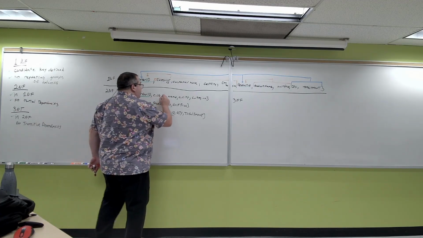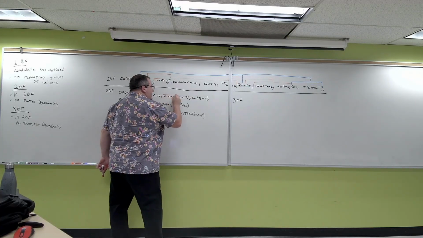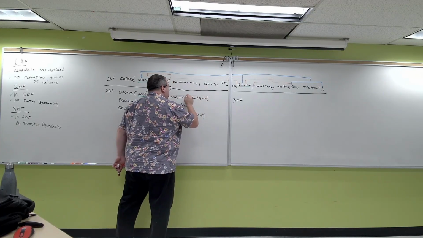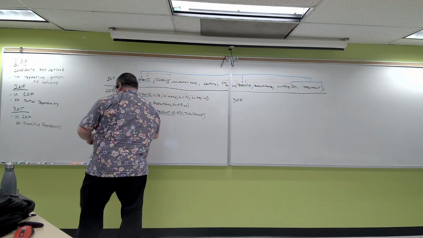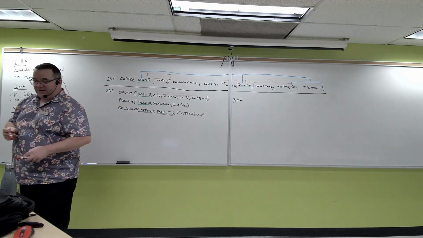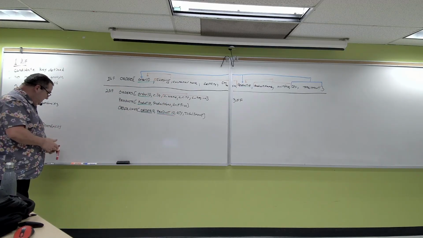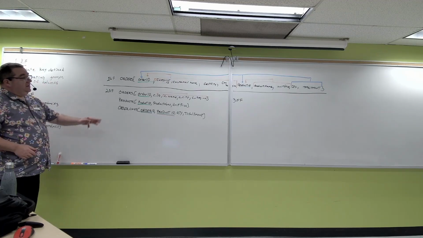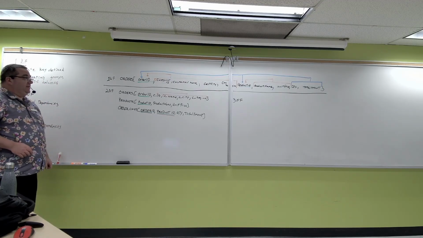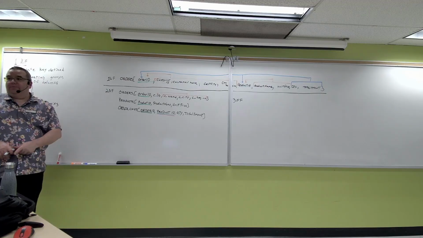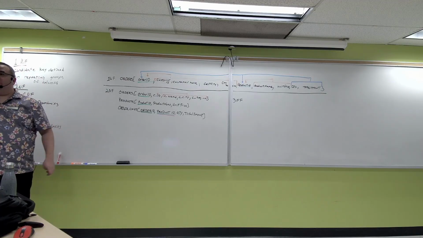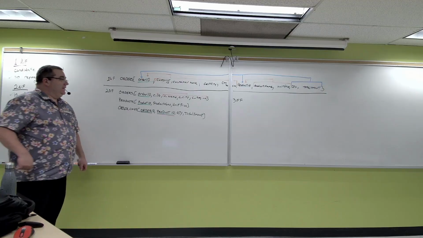So for transitive, my markers are dying. I've had these for a long time. Okay, so that's our transitive dependency. And how do we fix our transitive dependency? We decompose it into another table.